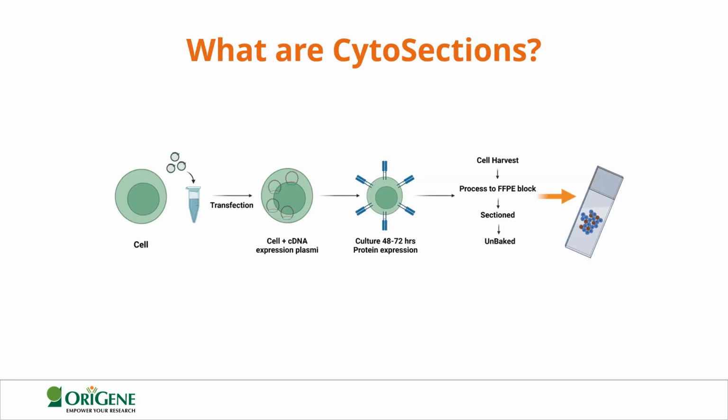What then are CytoSections? A plasmid expressing your cDNA target of interest is transiently transfected into mammalian cells. The cells are cultured for 48 to 72 hours and then harvested. They're processed as though they were normal tissue in a FFPE block and then sectioned. Slides are sent to you unbaked, so you're able to bake them according to your typical protocols. In fact, CytoSections are readily incorporated into your usual workflows for IHC.